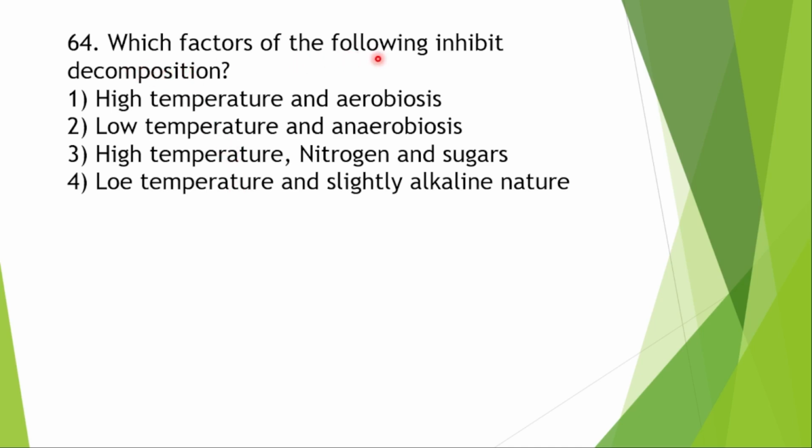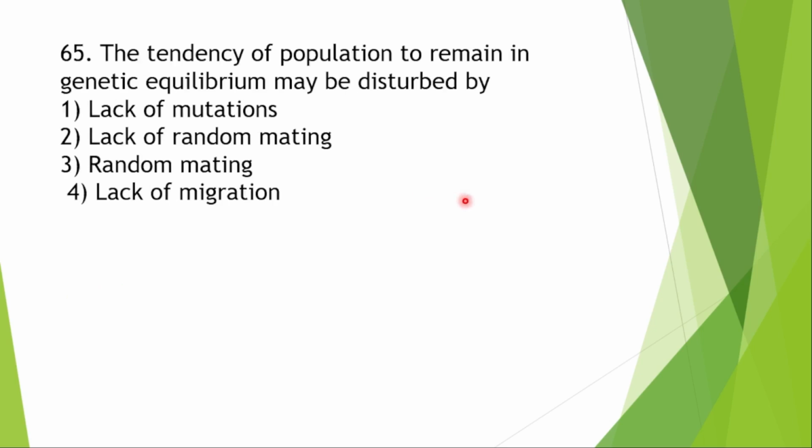64. Which of the following factors inhibits decomposition? High temperature and aerobiosis, low temperature and anaerobiosis, high temperature and nitrogen and sugar, low temperature and slightly alkaline nature. So here the right option is option 2. Next, 65. The tendency of a population to remain in genetic equilibrium may be disturbed by lack of mutations, lack of random mating, random mating, and lack of migration. Here the right option is option 2, lack of random mating.